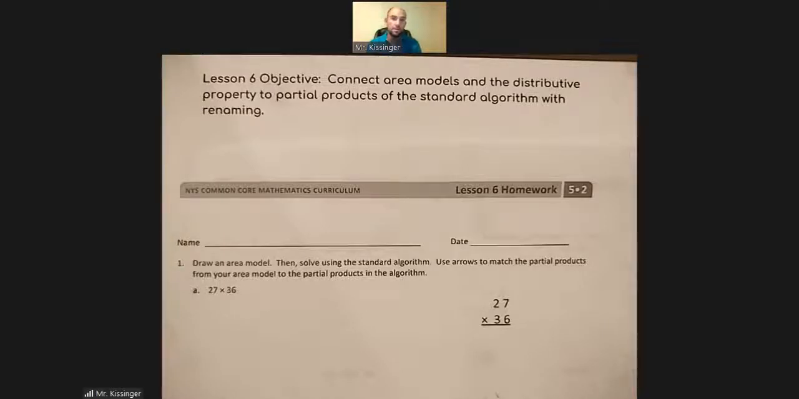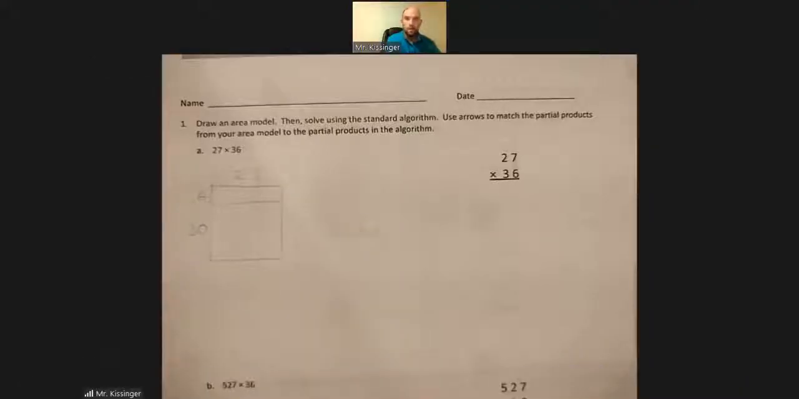Our objective is to connect area models and the distributive property to partial products of the standard algorithm with renaming. Alright, let's get started. It says draw an area model, then solve using the standard algorithm. Use arrows to match the partial products from your area model to the partial products in the algorithm.